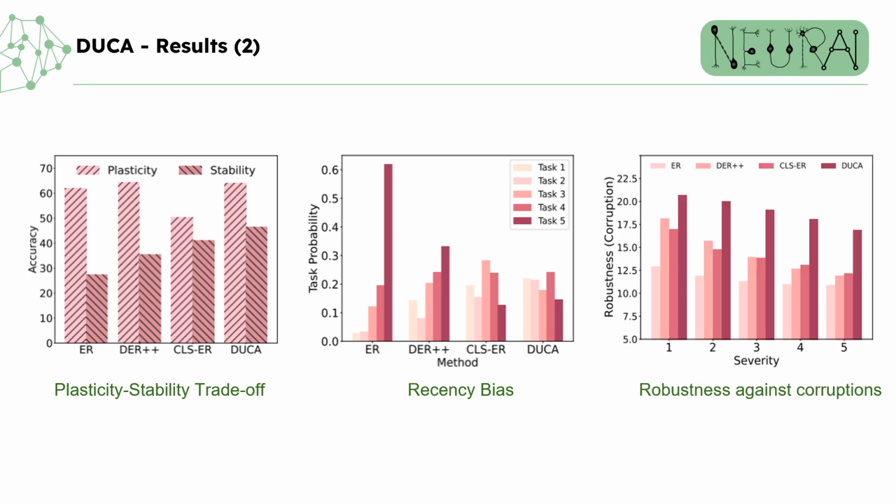Thirdly, lifelong agents, when deployed in real-world settings, must be resistant to various factors, such as lighting changes, weather changes, and also other effects of digital imaging. To measure the robustness, we created a dataset by applying 15 different corruptions at varying levels of severity. The performances on the 15 corruptions are averaged and shown in the last figure. DUCA outperforms all the other techniques at all severity levels, thus showing superior robustness against these corruptions.